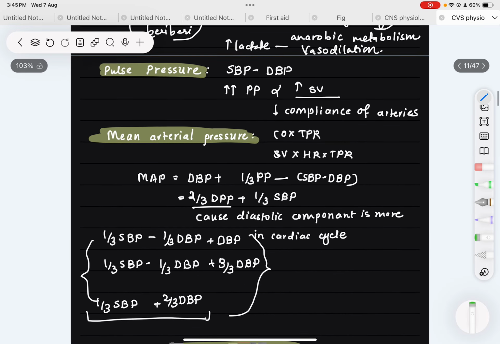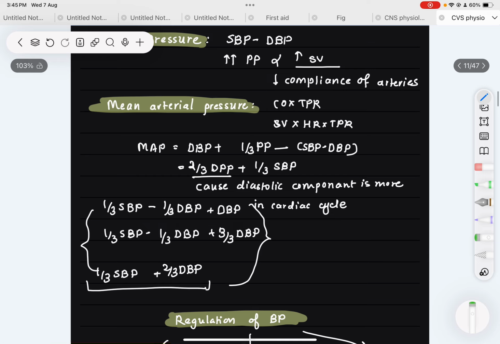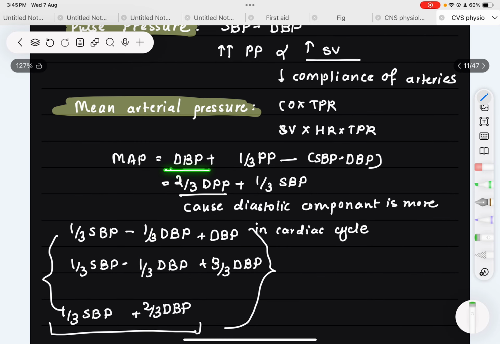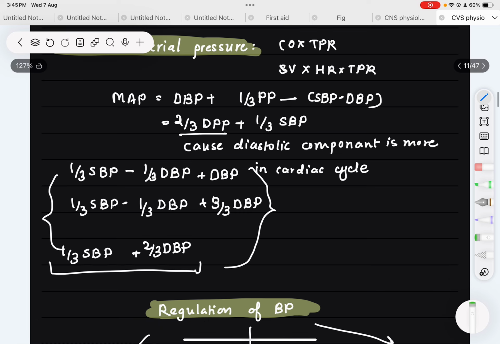Now, mean arterial pressure is diastolic blood pressure plus 1/3 of pulse pressure, and we can derive this equation from the simple formula that pulse pressure is systolic blood pressure minus diastolic blood pressure. If you put this in, we can derive this equation: 2/3 of diastolic blood pressure plus 1/3 of systolic blood pressure. Why have we divided it this way, 2/3 and 1/3?